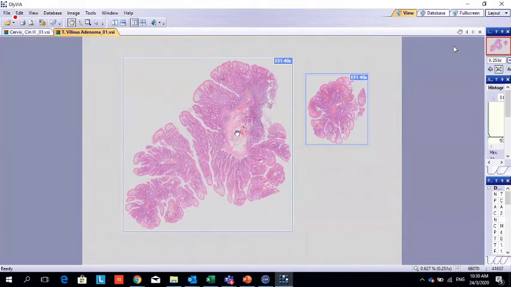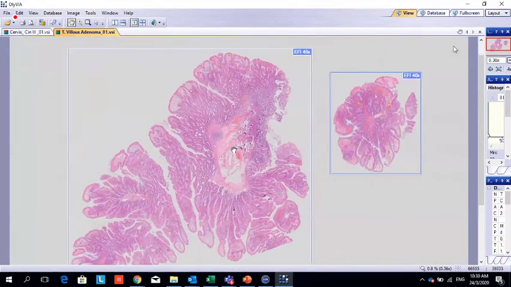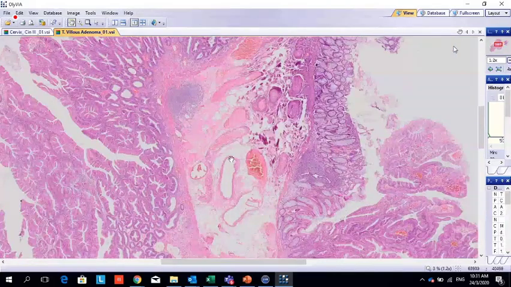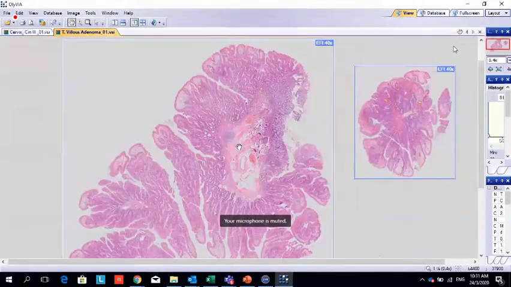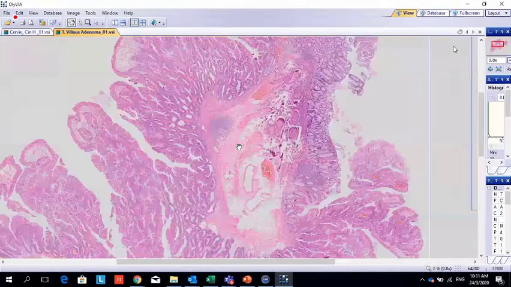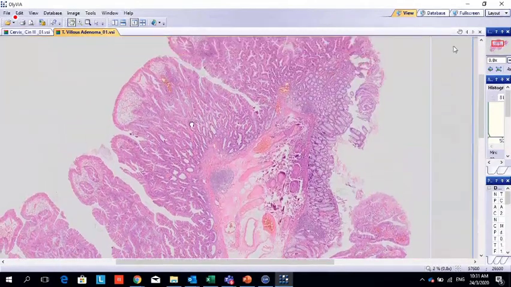So a polypoid structure is usually composed of epithelium and a connective tissue core. The connective tissue core is there to support the epithelium, and support for the connective tissue and blood vessel formation. So it is a polypoid structure covered with columnar epithelium and connective tissue core.